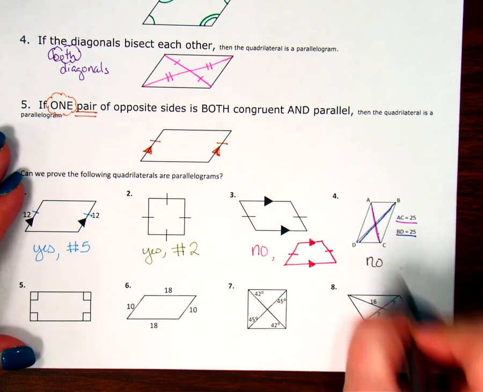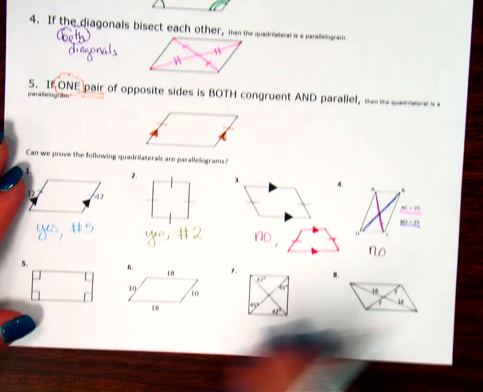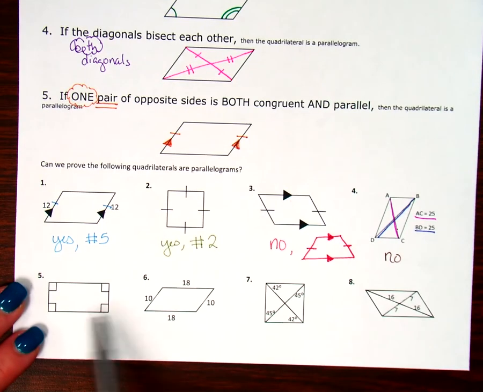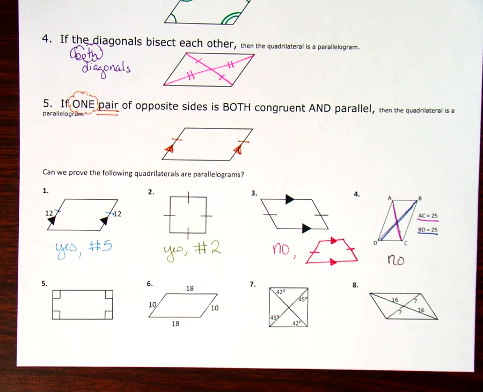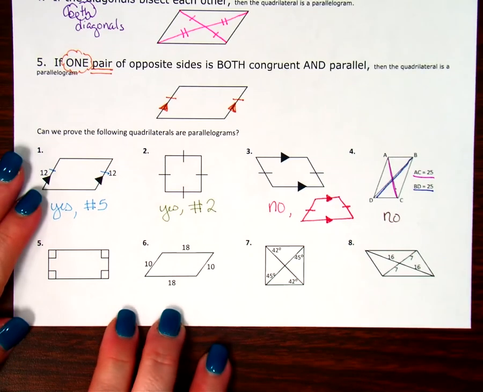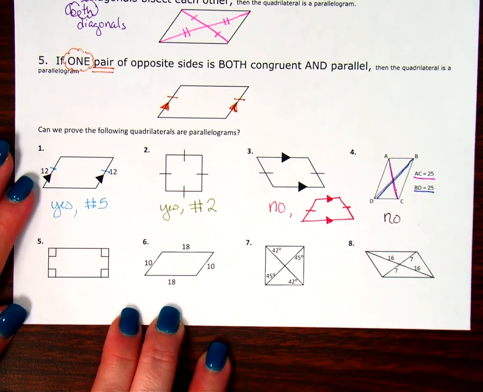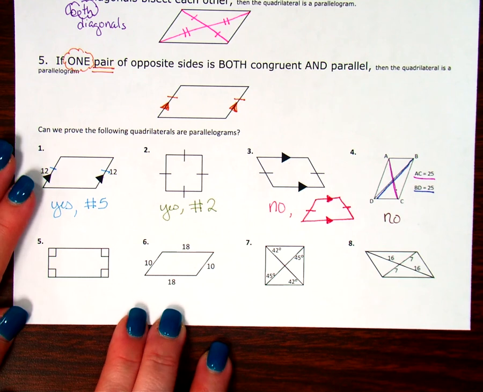Okay, in the next video, we're going to pick up with number 5, and we're going to decide on 5, 6, and 7, can we prove that they are parallelograms? If you'd like, pause the video or stop it here and try to guess on 5, 6, and 7, or not guess, but use your theorems to determine whether or not they are, and you can check your answers in the next video.